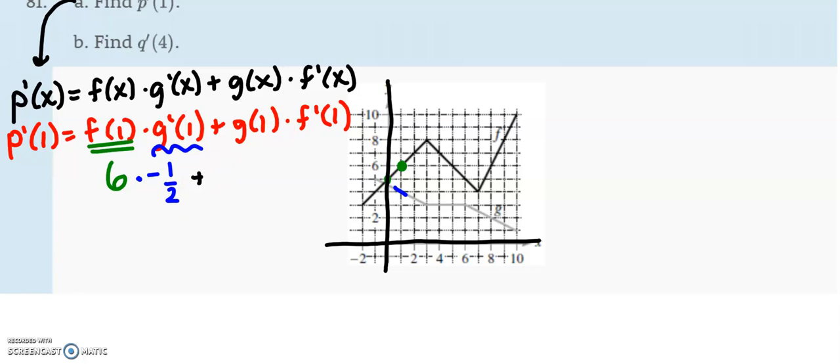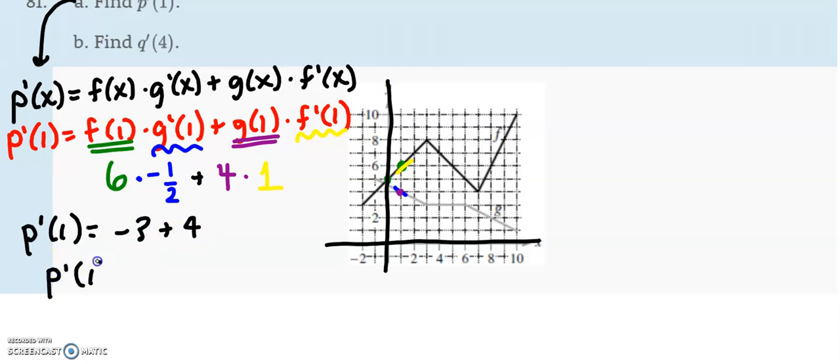Plus, the next thing I need then is g of 1. Well, that's just in goes 1, out comes 4, times the derivative of f at 1. So again, I'm going to draw a little tangent line. Counting the slope then, that looks like up 1 over 1, so times 1. Ooh, that yellow is real bright. So p prime of 1 is equal to -3 plus 4, which means that p prime of 1 is equal to 1.